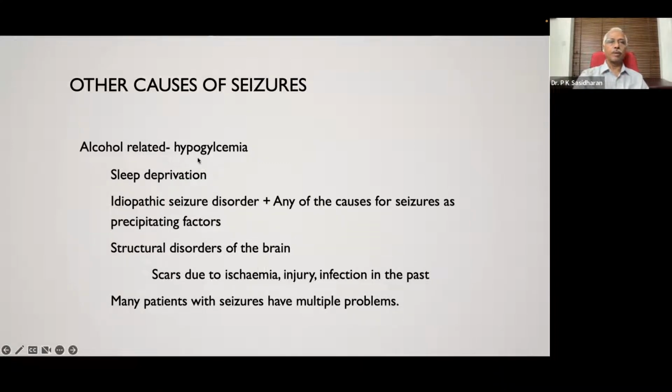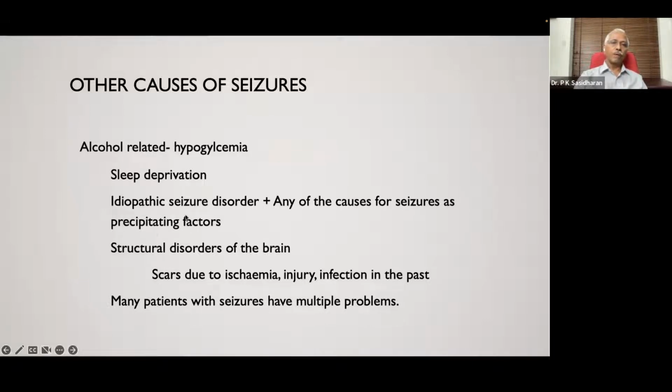Alcohol-related is a very important cause of seizure. So you have to very meticulously ask about alcohol intake, because alcoholics are prone to hypoglycemia, and that is why they often get seizures. Sleep deprivation is another important cause for seizure in anyone. Prolonged sleep deprivation can produce seizure in persons with no past history of seizure, but they have a low threshold focus. That is why they get it. And idiopathic seizures are always prone to recurrence whenever they have sleep deprivation.